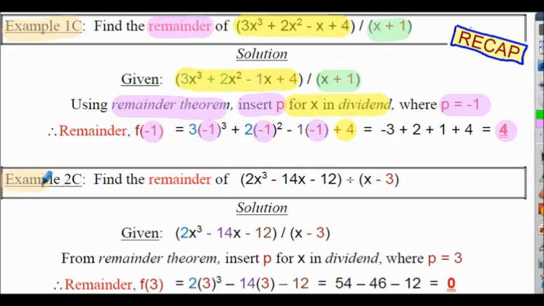Same approach is applied to example 2c. I'll let you review this solution at your own pace.